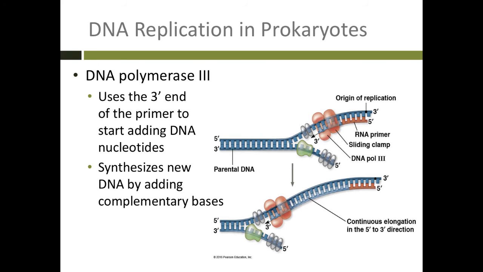Now DNA polymerase has a free 3' end it can use to add the next nucleotide to. It will start at the RNA primer and move along the DNA, following the replication fork and helicase. Since DNA polymerase can make new DNA in a continuous strand, this is called the leading strand.